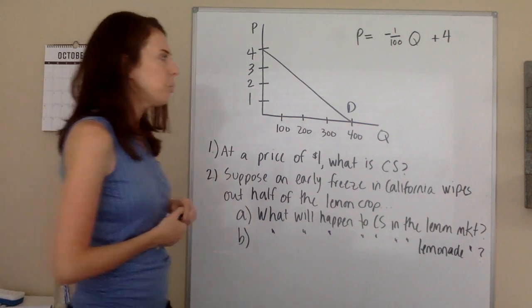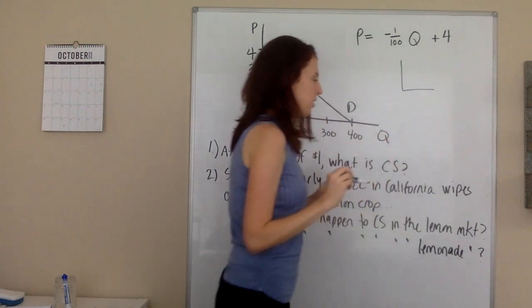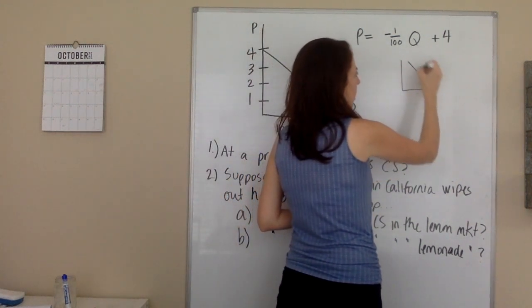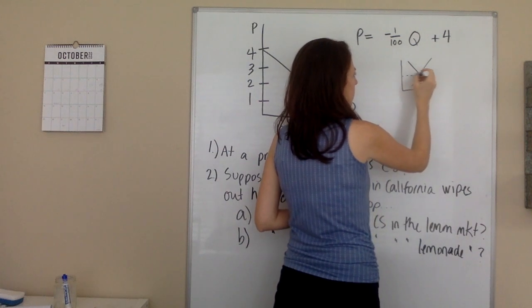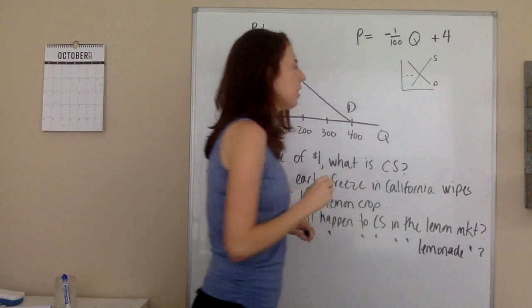Let me give you a little bit of a hint here. The idea is you don't need specific numbers. You just need to think about whether consumer surplus will increase or decrease. Originally there's going to be some equilibrium price. Okay, we're thinking about the lemon market.